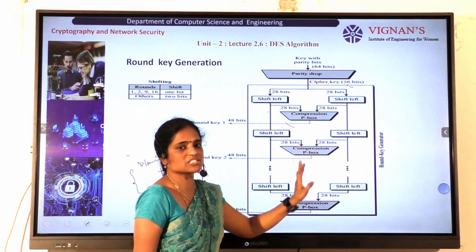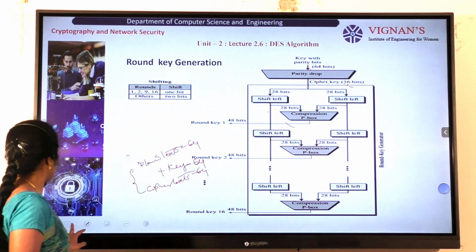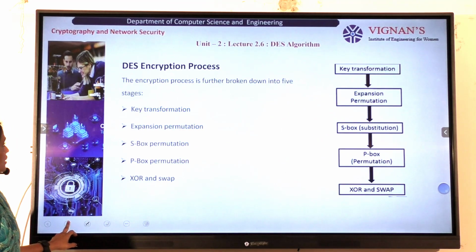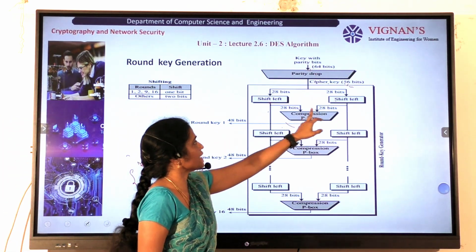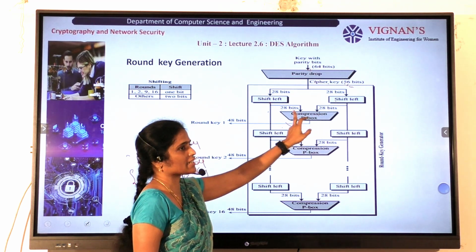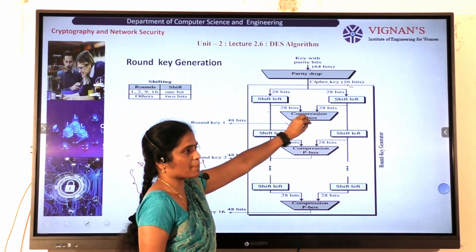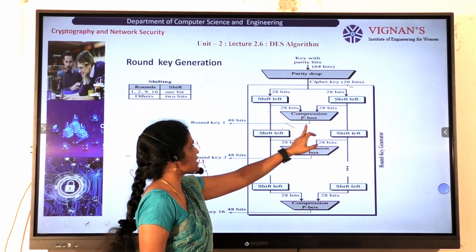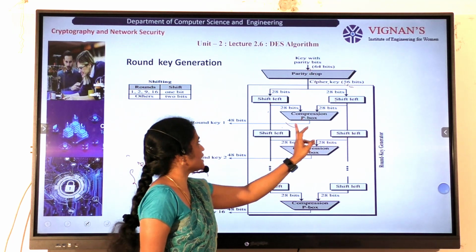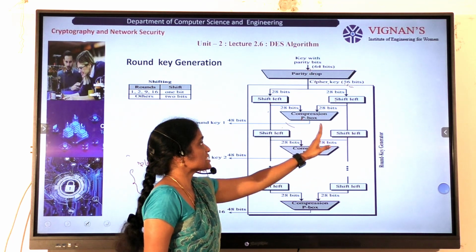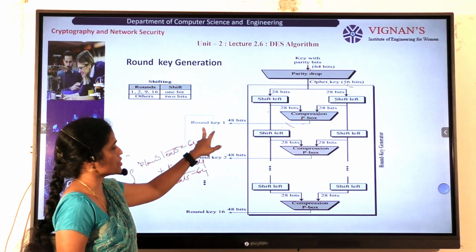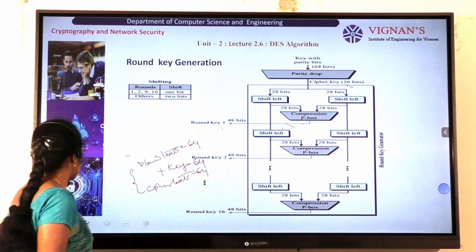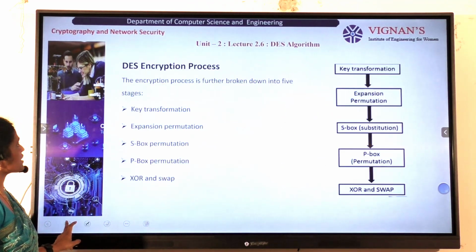What will the compression P-box do? Actually this compression P-box will give data of 28 plus 28, a 56-bit data. But in this compression, the data is given to the shift left and shift right. It means here the resulting 48-bit key is given to round key 1, and this round key 1 is generated after round 1.